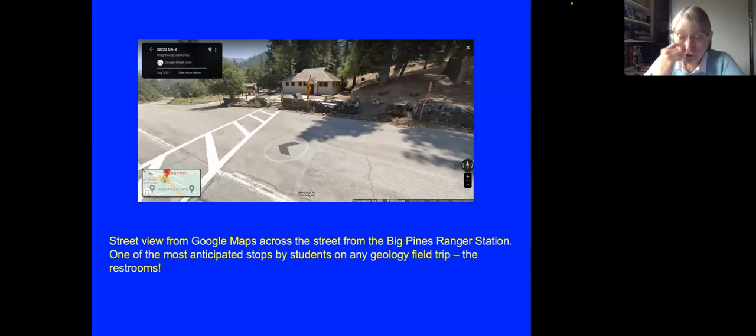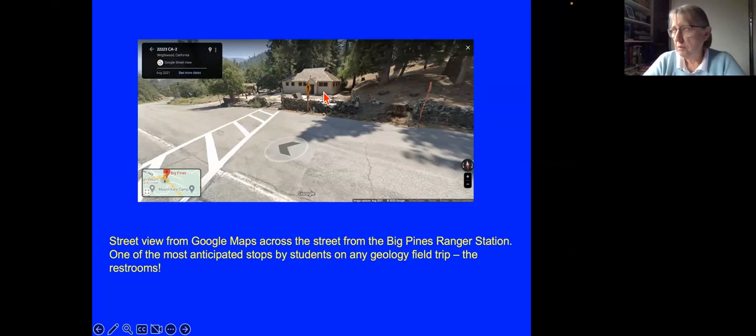This is across the street from the Ranger Station. And this is sad, but true. And I've got to admit, I understand why. This is the most anticipated stop on any geology field trip I take up to the mountains. This is where the restrooms are. And they're flush toilets. They're not porta potties or pit toilets.